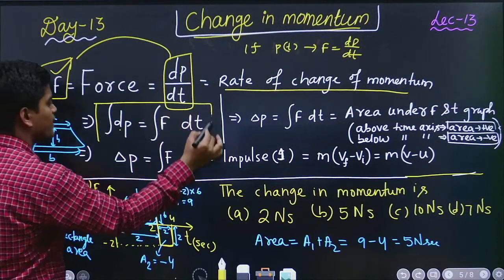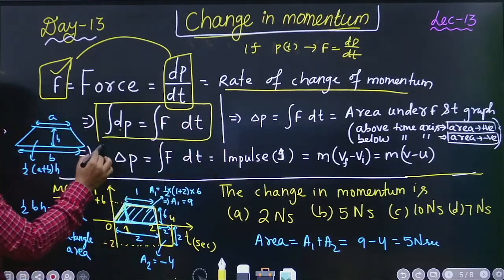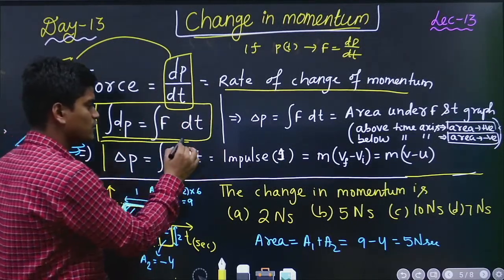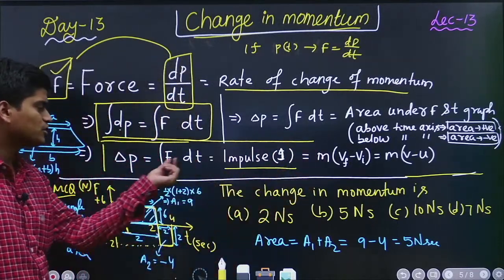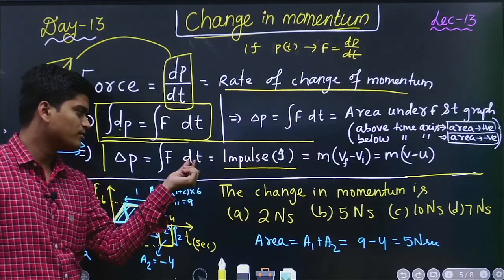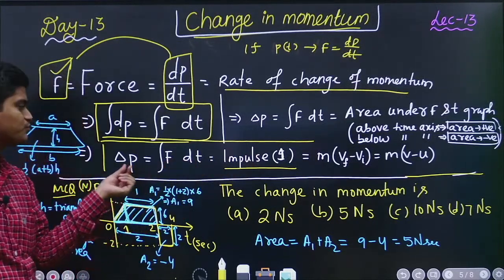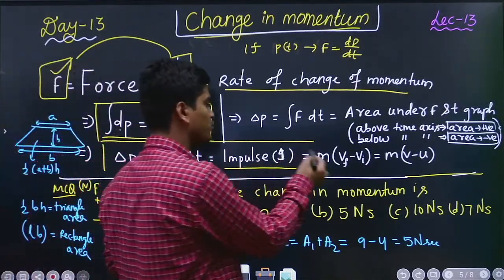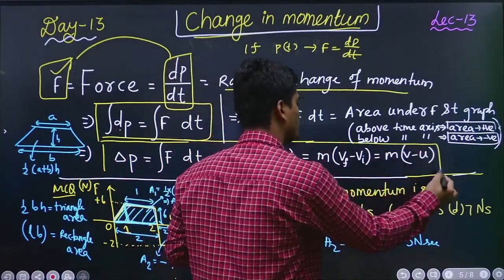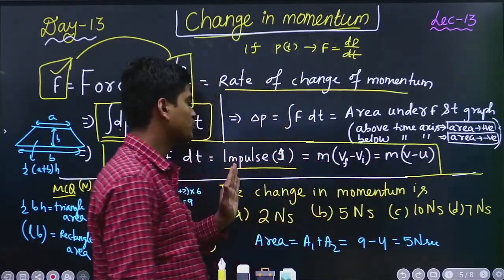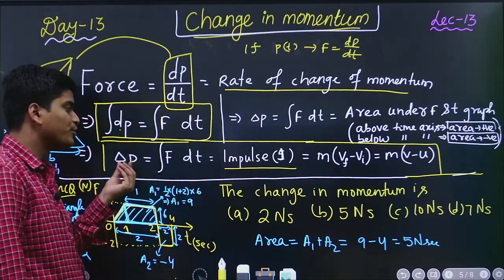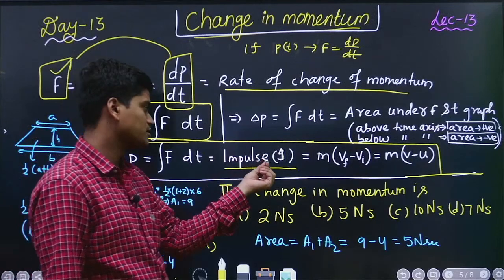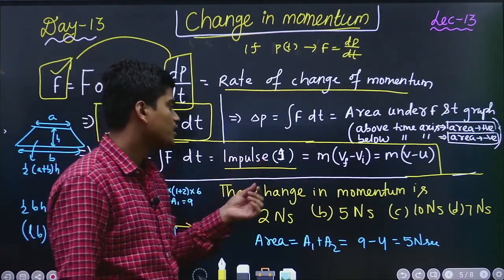The integration of F dt is nothing but the change in momentum, and that is also called what? Impulse. Remember, change in momentum is also called impulse. Impulse is when a large force acts for a small interval of time. That impulse is also change in momentum; the unit or dimension of momentum is equal to the unit or dimension of impulse.